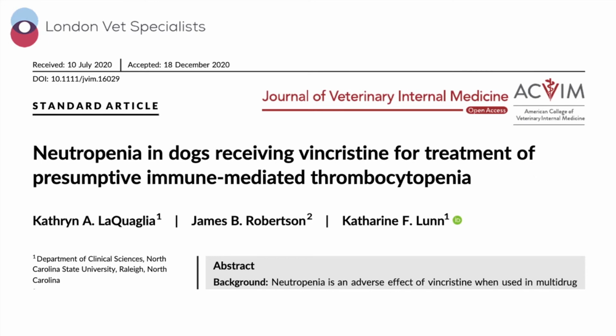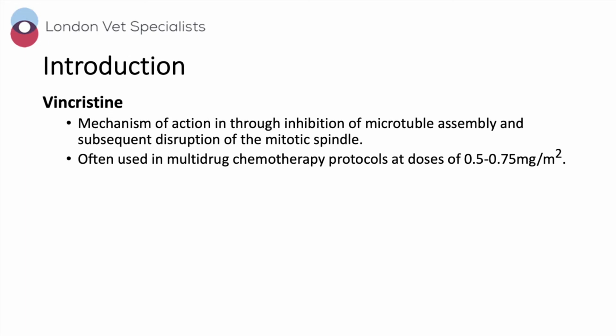And then on to the final paper. This looked at neutropenia in dogs receiving vincristine for the treatment of presumptive immune-mediated thrombocytopenia. So as a bit of background, vincristine is generally used as an immunosuppressant and works by inhibiting microtubule assembly and disrupting the mitotic spindle. It's often used in multi-drug chemotherapy protocols at doses of 0.5 to 0.75 mg per meter squared.